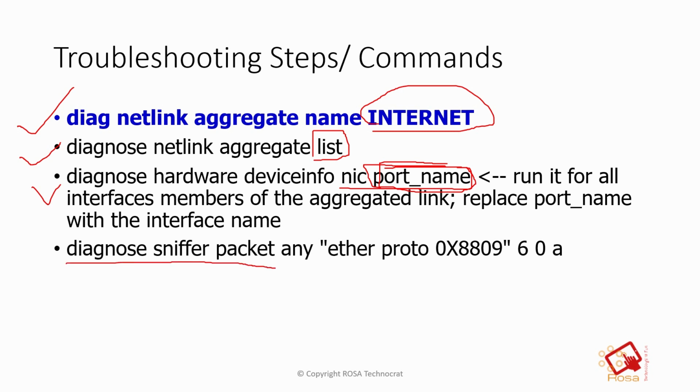And the last is the diagnose sniffer packet any ether proto. This is basically to capture the LACP negotiations between the local and the remote device. I am filtering the protocol 0x8809 to filter only the LACP messages. This protocol number 8809 is specifically for LACP messages. So these are the four commands which you need to use for any troubleshooting on the LAG. Okay. Let's continue.